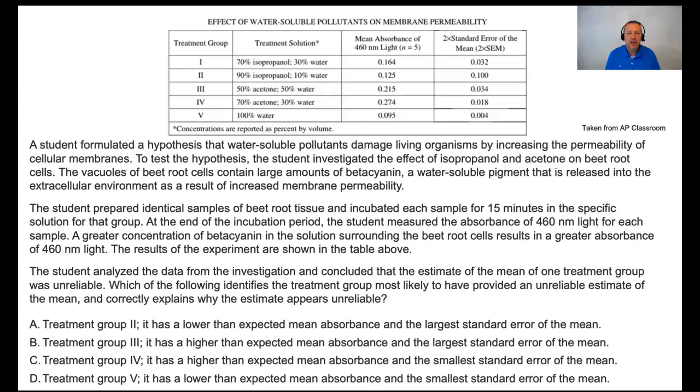Do you see some kind of trend of what should happen with a certain amount of water versus how much it should absorb, and what kind of standard error is seen? So like 70% isopropanol, 30% water, I have a mean absorbance of 0.164. 10% water, I have an absorbance of 0.125. And then if I have 50% acetone, 50% water, we have 0.215. 70% acetone, 30% water is 0.274. So do I expect absorbance to be greater with more water, or less with more water? What is going on here?